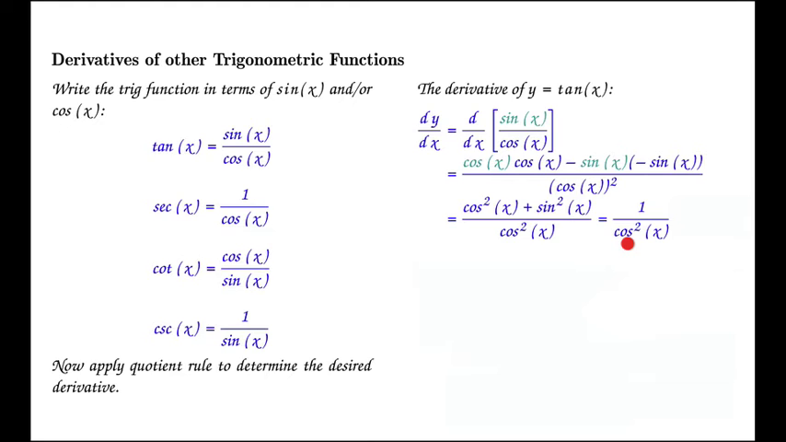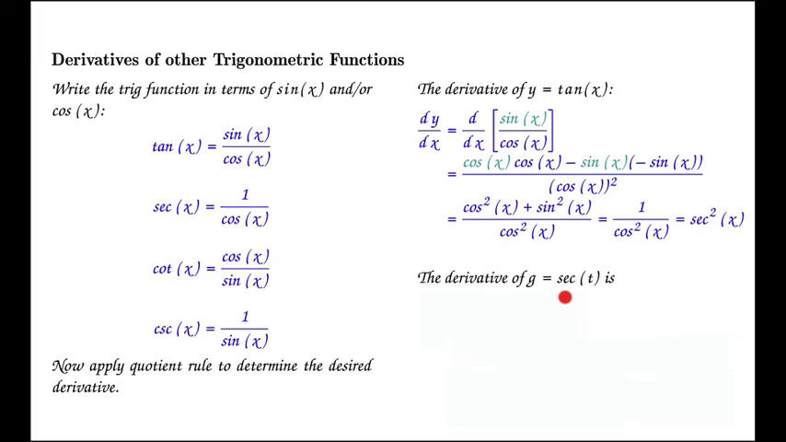This, however, can be simplified even further as secant squared. We have 1 over cosine times 1 over cosine, so we have a secant squared. So the derivative of tangent x is secant squared x. Let's do one more. What about the derivative of secant?